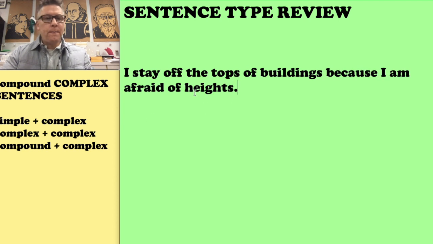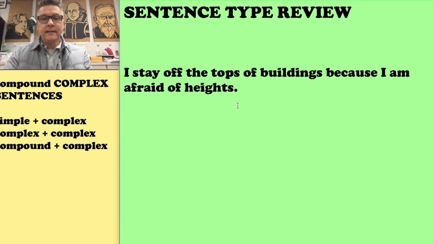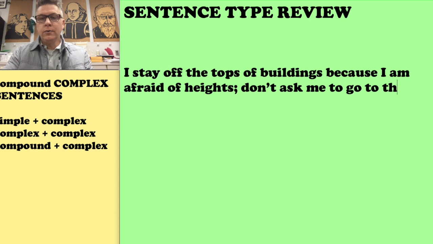So first of all, a compound complex could be a simple and a complex sentence. And it doesn't matter what order they go in. The complex can be in the front or the simple can be in the front. I stay off the tops of buildings because I am afraid of heights. And then I can add a simple sentence to this. Don't ask me to go to the Empire State Building.